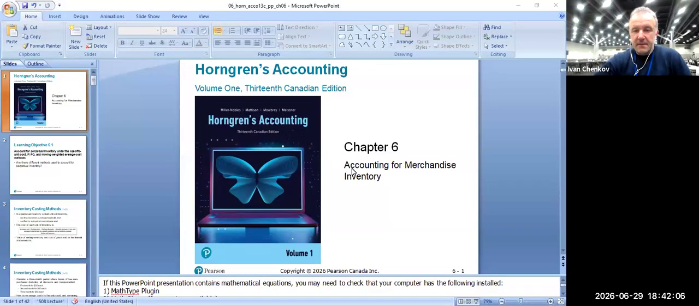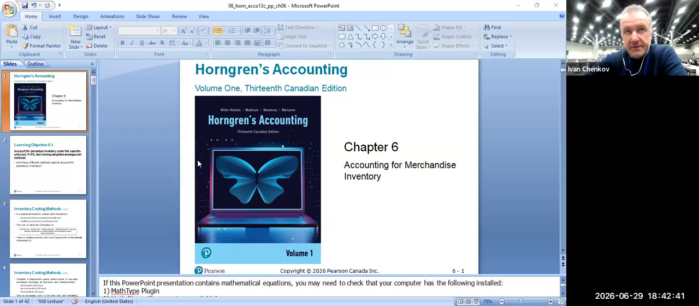Okay, chapter 6, accounting for merchandising inventory. As you remember, last time we started with the merchandising inventory, and we saw what the situation is when we purchase the inventory and when we sell the inventory. There are two different inventory systems that we may have in our company: one is the perpetual system, the other one is the periodic system.